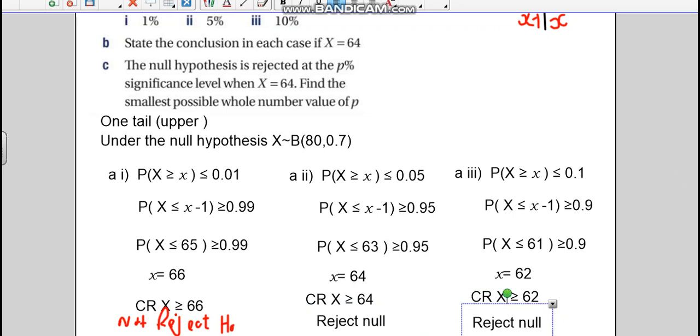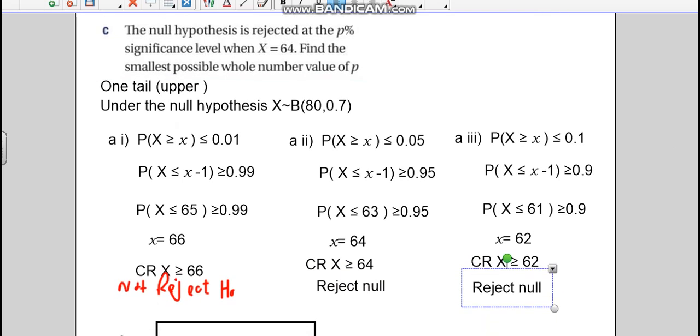So we're going to move on to part C. It says the null hypothesis is rejected at the p% significance level when X is 64. Find the smallest possible whole number value for p. We know we rejected it at 5% significance level, but could I have made my significance level slightly smaller than 5% and still reject 64, or is 5% the smallest I could make that? Because we didn't reject at 1%.